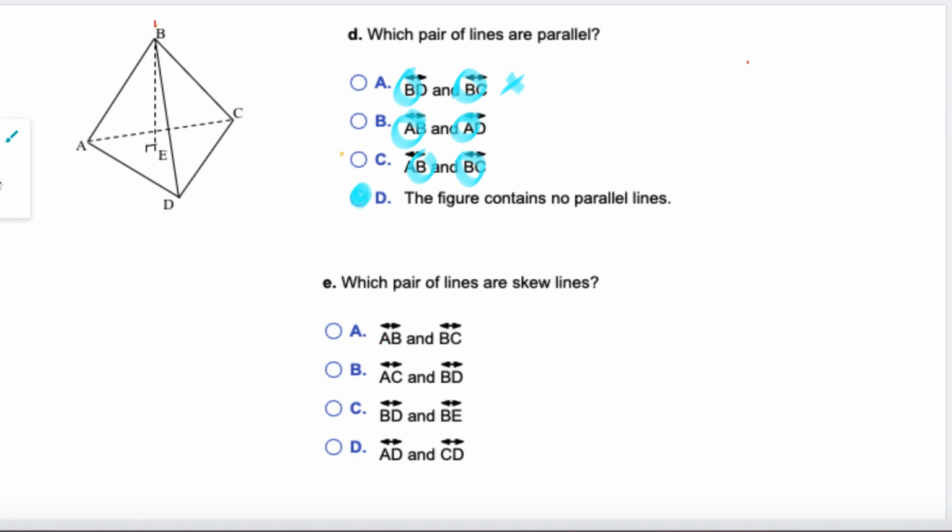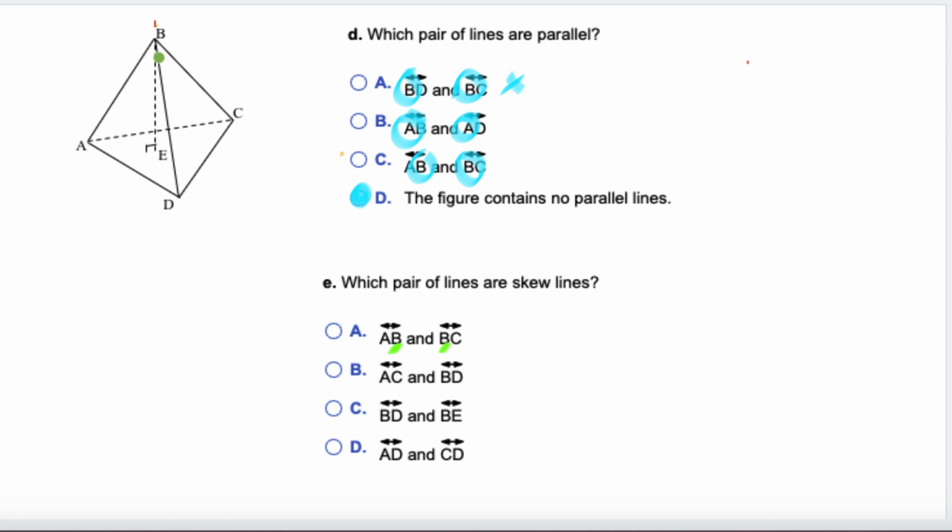Which pair of lines are skew lines? Let's see. AB and BC, again, B, B there. So they are intersecting, right? Skew lines don't intersect, and they are not parallel.